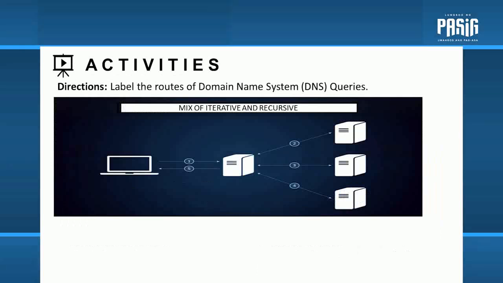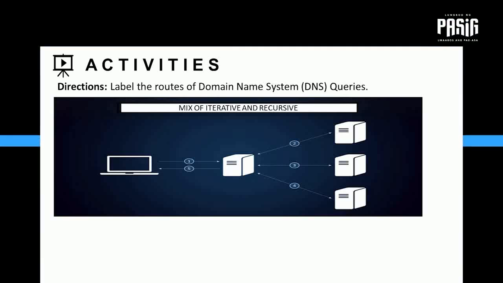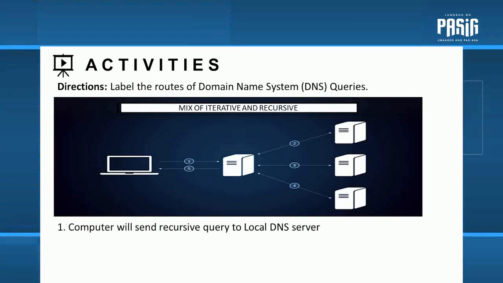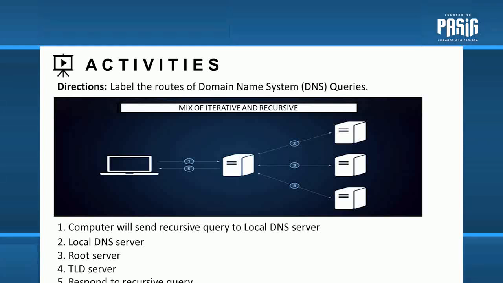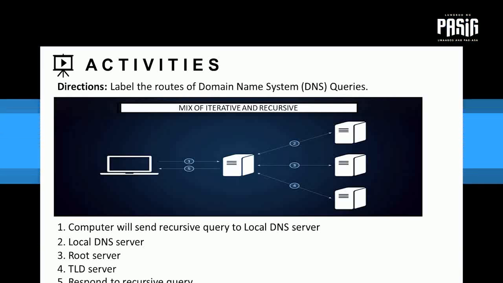Let's proceed to activities. Directions: Label the roots of domain name system queries. Mix of iterative and recursive. The answer is number 1, computer will send recursive query to local DNS server. Number 2, local DNS server. Number 3, root server. Number 4, TLD server. And number 5 is respond to recursive query.